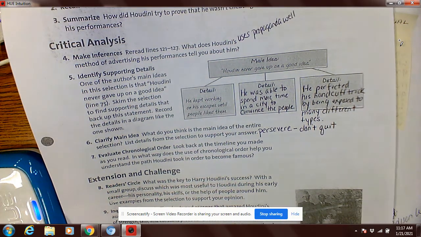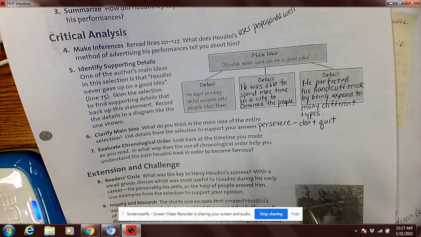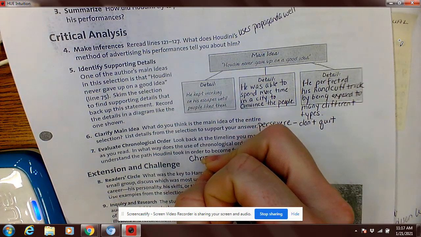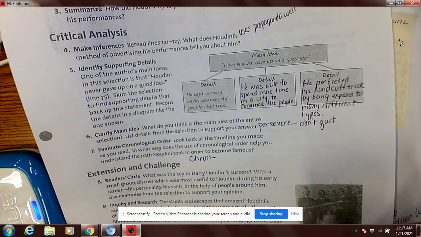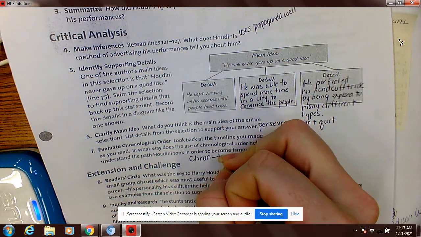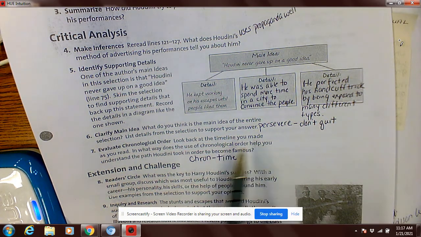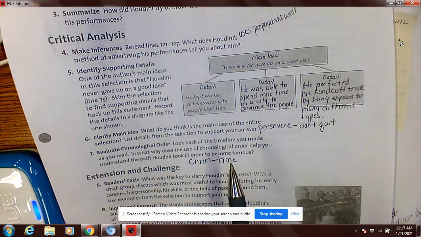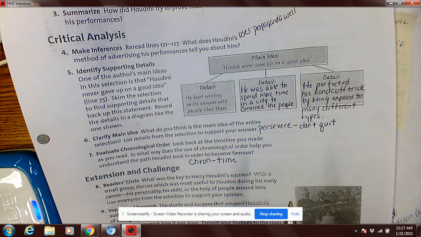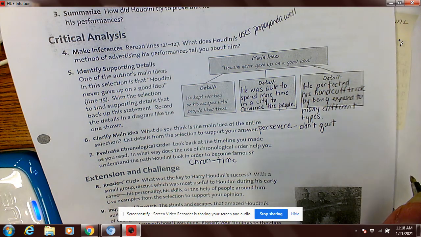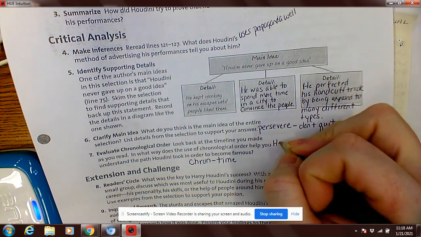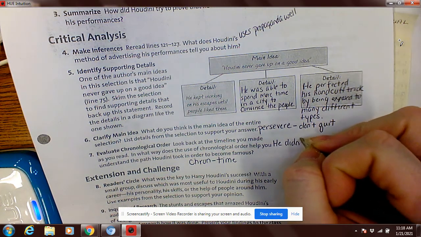And then number 7, we talked about chronological order the other day. We talked about the root chron, which means what? David, what does the root chron mean? Time, that's right. So if you have words that have the root in there, perhaps it deals with time. Look back at the timeline you made as you read. Now, you were supposed to do that in your head. Remember, the act of reading would help you do that. So hopefully, in what ways does the use of chronological order help you understand the path Houdini took in order to become famous? Well, it helps you because you can see that he did not become a success overnight. It took many, many years and many, many failures.